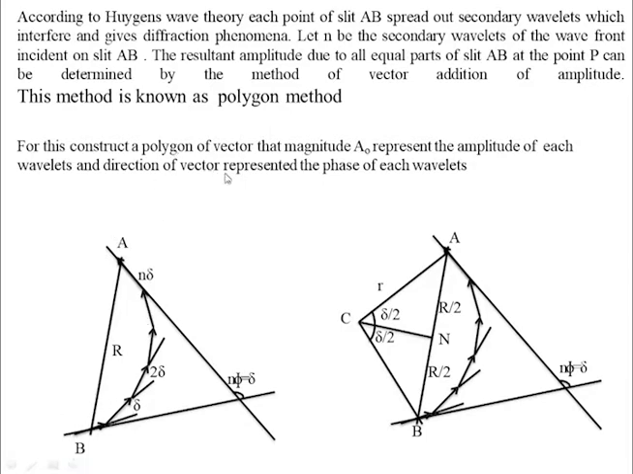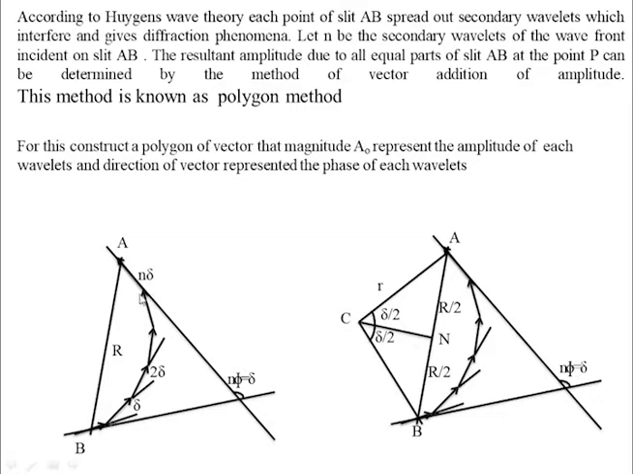And the direction of this vector is represented by the phase of each wavelet. You can see here the phase difference between the wavelets starting from the point A and moving to the point B, such that if you draw the tangents, you get the phase difference delta. Delta is the net phase difference of the wavelets as we move from point A to point B. That is, the phase difference of the wavelets emanating from points A and B be delta.